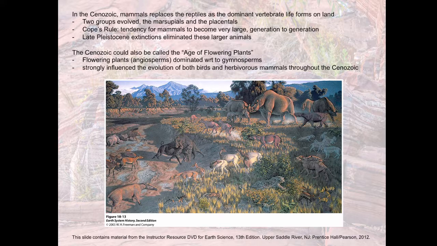The Cenozoic could also be referred to as the age of flowering plants versus the age of mammals. Angiosperms, these are flowering plants that had seeds contained in pods, started to dominate relative to gymnosperms, but they didn't necessarily wipe out gymnosperms. They still exist today. And flowering plants strongly influenced the evolution of both birds and herbivorous mammals throughout the Cenozoic as food sources, and there's a synergistic evolution that takes place there.